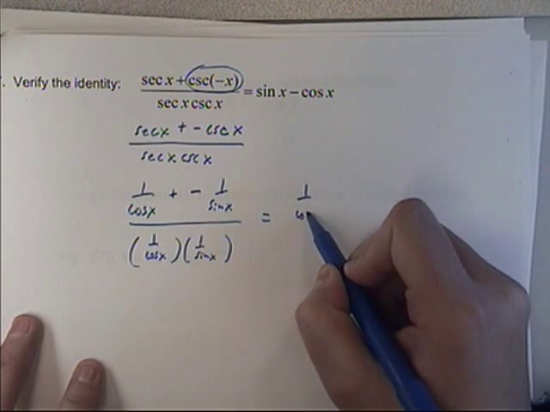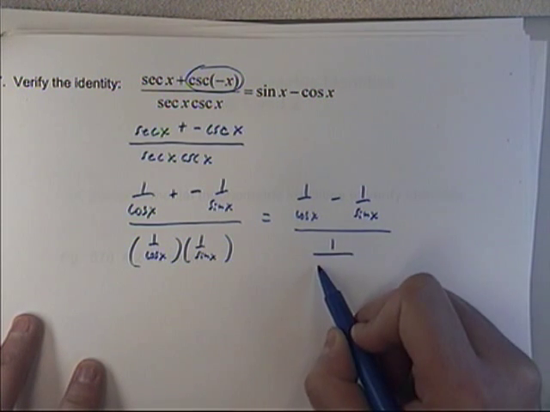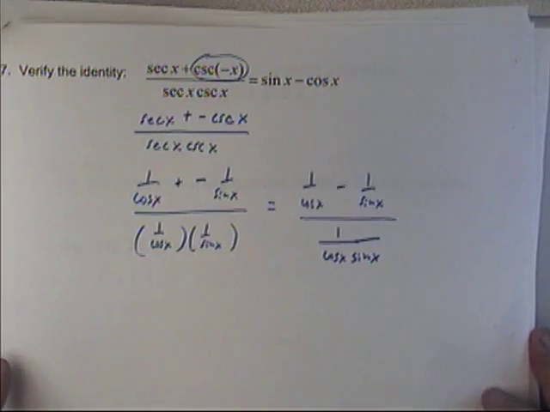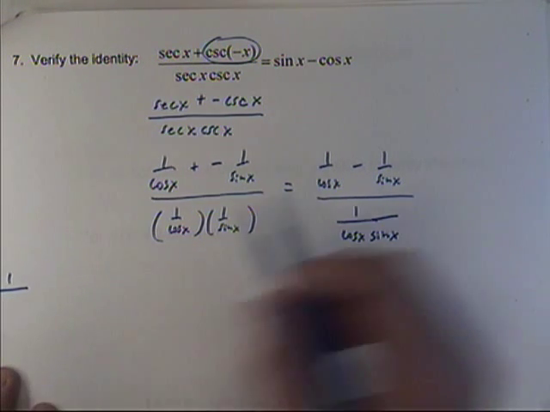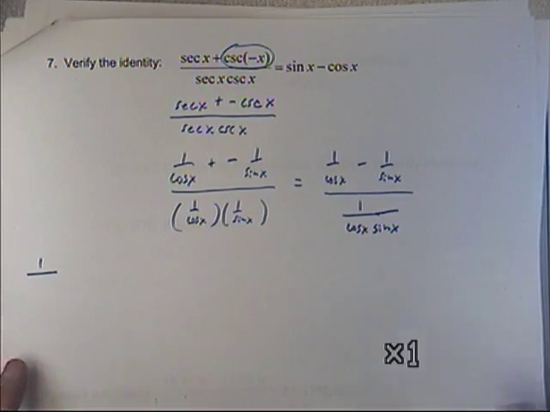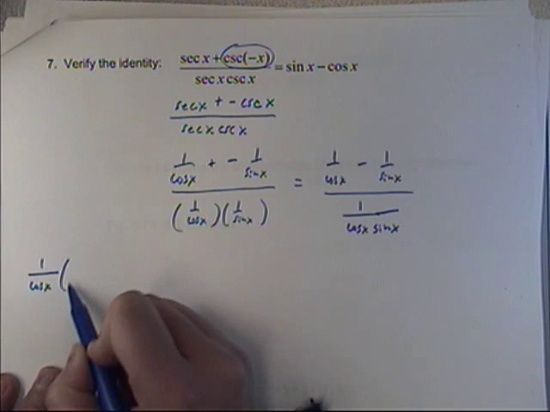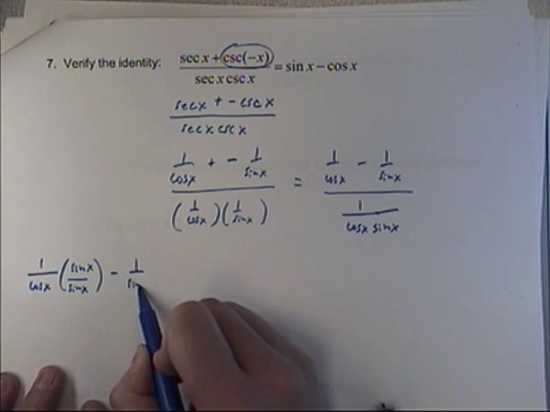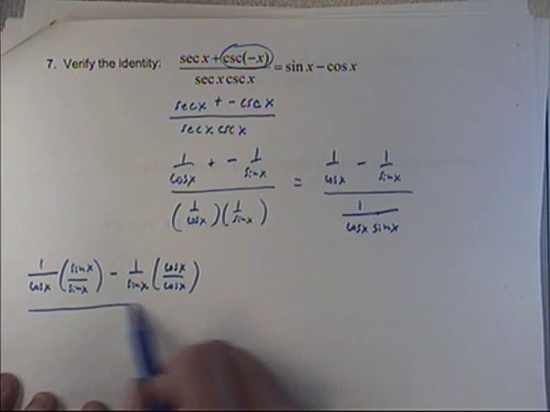I've got 1 over cosine x minus 1 over sine x in the numerator, and in the denominator I have 1 over cosine x times sine x. So, you know your fractions, all you have to do is multiply by the reciprocal of the denominator. I'm going to first get the numerator to be one entire fraction instead of 2, and then we can multiply by the reciprocal. So I'm going to multiply the first one up here by sine of x over sine of x, and then multiply the second one by cosine of x over cosine of x, because then I get a common denominator.